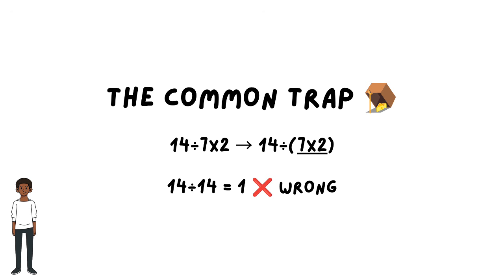Many people simplify the parentheses to 2, and then immediately multiply 7 times 2 to get 14. Then 14 divided by 14 gives 1. But multiplying before dividing ignores the strict left to right rule for operations of equal priority.